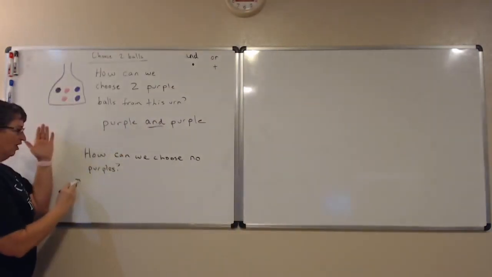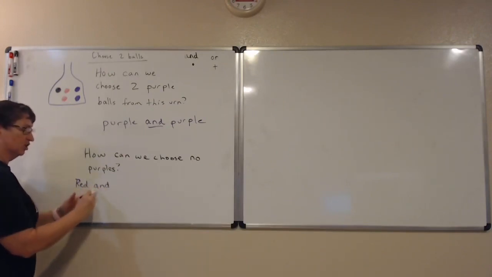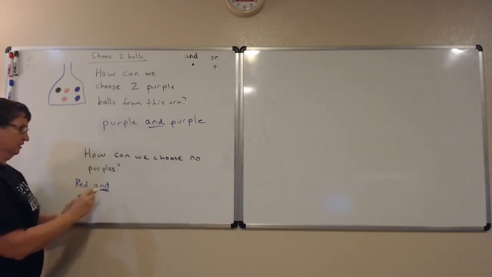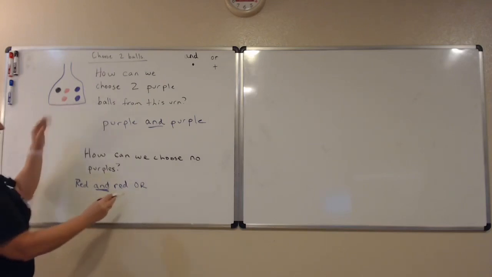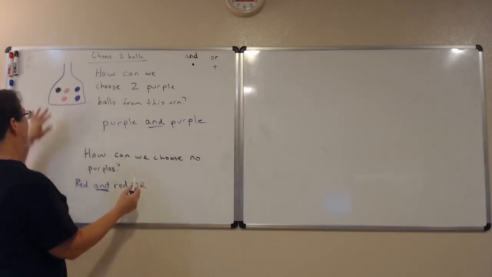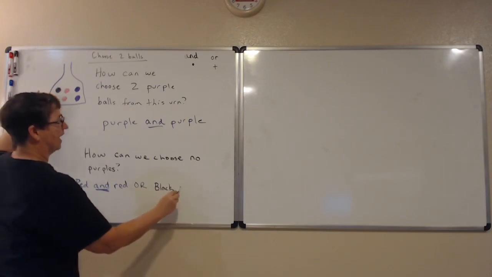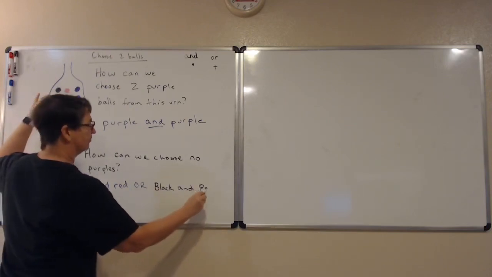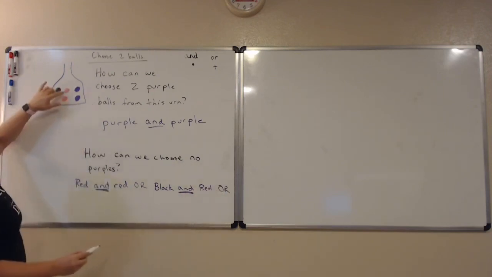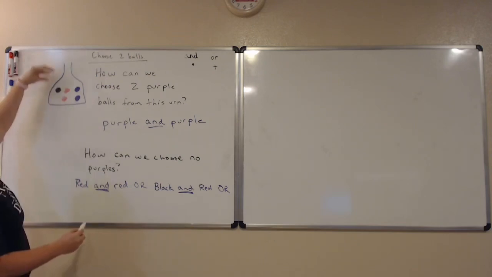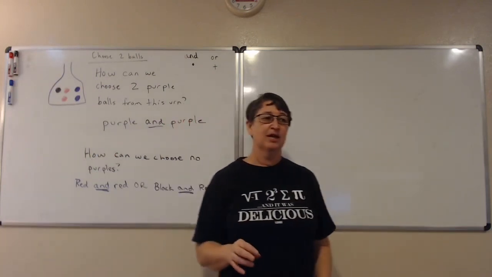I could get a red on my first one. And, again, here's that conjunction, that "and" in there that's super important. And a red. Or I could get a black and a red. Or maybe I get the red one first and then a black one. But I'm going to make this easier for you instead.